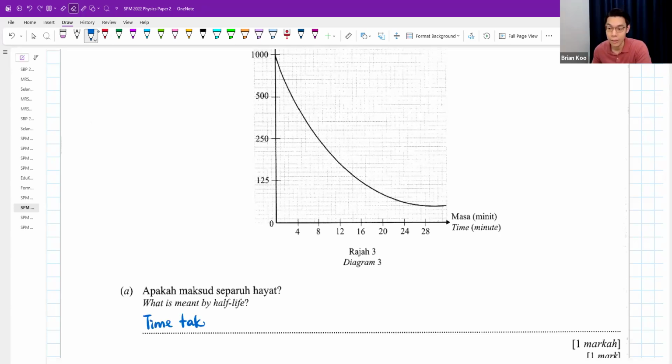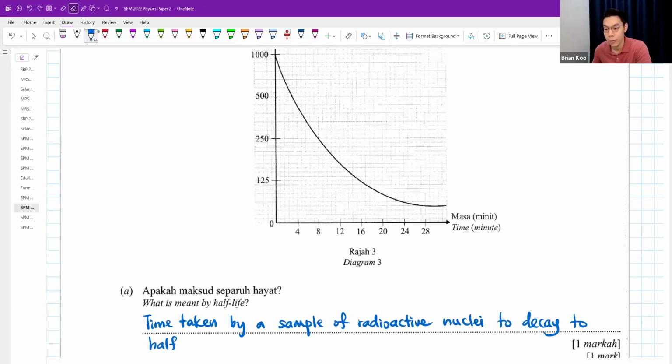Time taken by a sample of radioactive nuclei to decay to half of its initial number, or original also can.